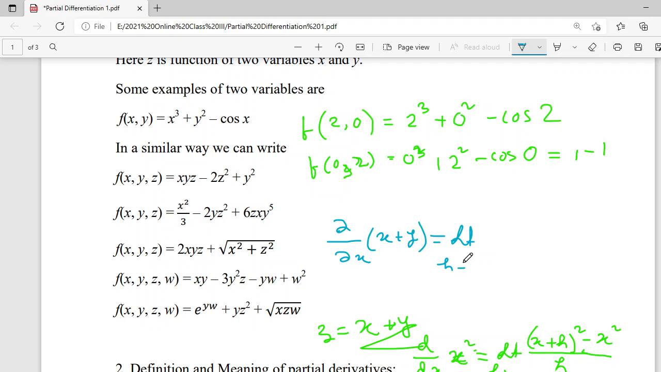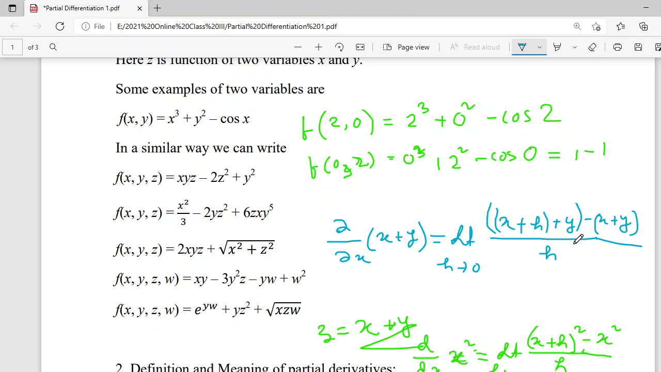h tends to 0 of x plus h plus y, so we are giving increment to x. y we keep as it is, minus x plus y, divided by h. When we say with respect to x, we are adding h to x only, not y.